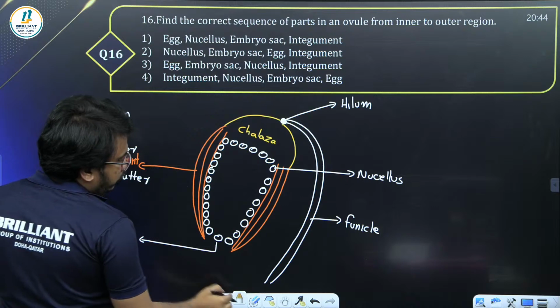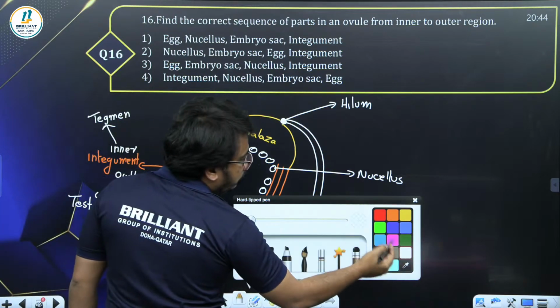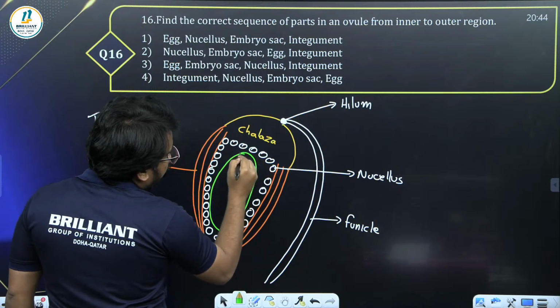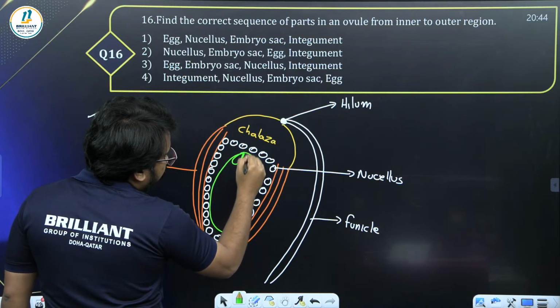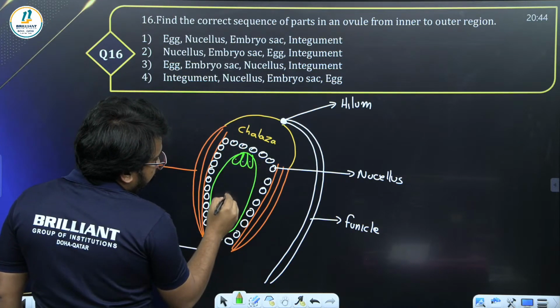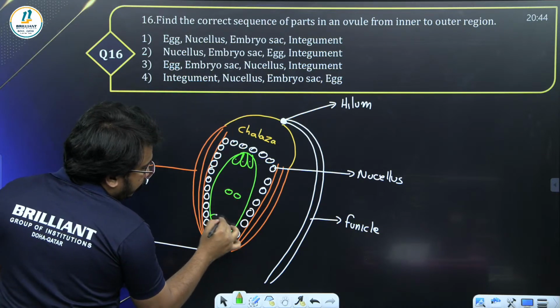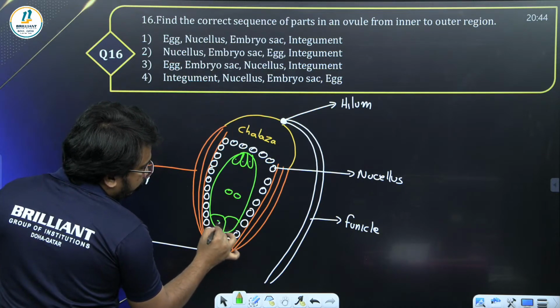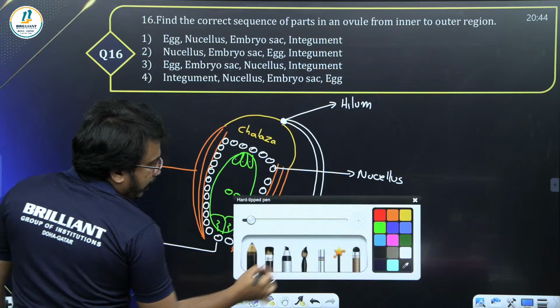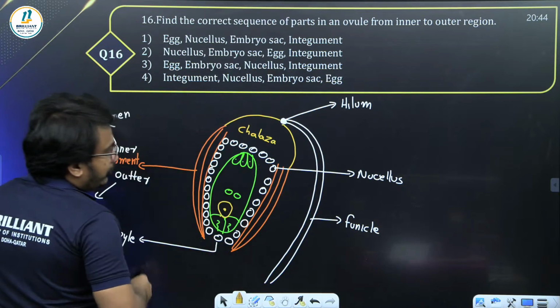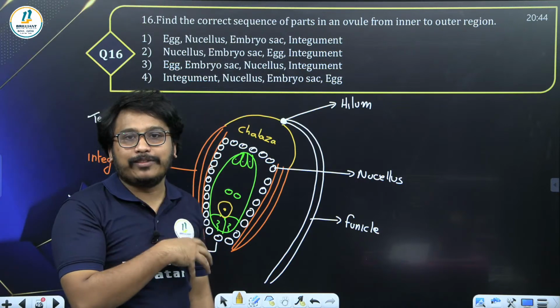Now inner to that nucellus only, a functional megaspore will be turning into an embryo sac. So near to the chalaza you can see there are 3 antipodals, and here there is a polar nucleus and the central cell. Here there will be synergids with the filiform apparatus and there will also be an egg. Hope you got it. So this is the structure of a typical ovule with the embryo sac.